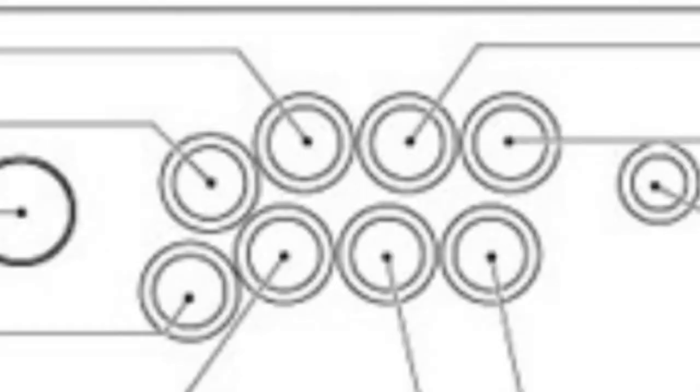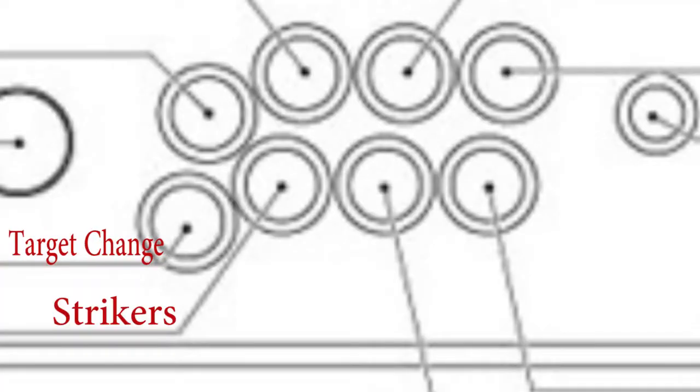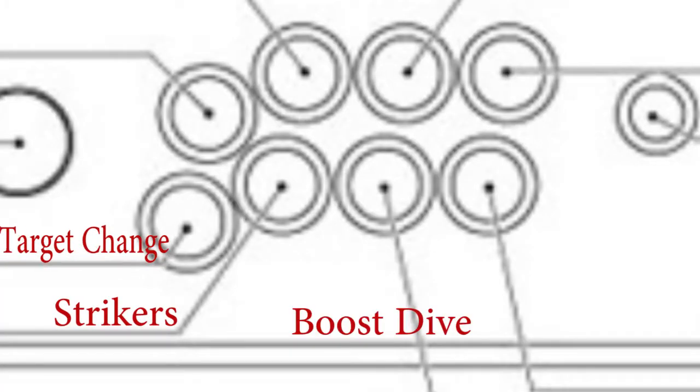So, starting with the top row, going left to right, we have the buttons designated A, B, and C. When we reference A, it will always mean shoot, B is melee, and C is jump. On the second row, we have target change, striker, boost dive, or boost dash down. The second two buttons, striker and boost dive, are the newest additions to the Gundam Versus series, and there is no formal setup yet, so try this layout out, and if it doesn't work for you, change it up.